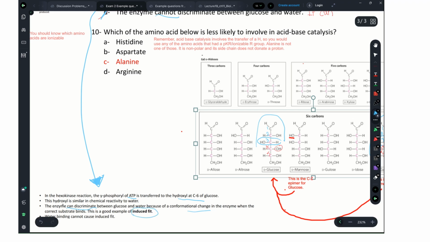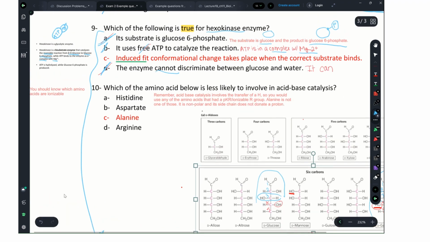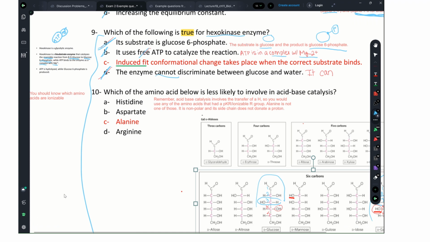Water binding cannot cause induced fit. Okay, and we can go to C. Induced fit conformational change takes place when the correct substrate binds. So we know that this is true for hexokinase enzyme.